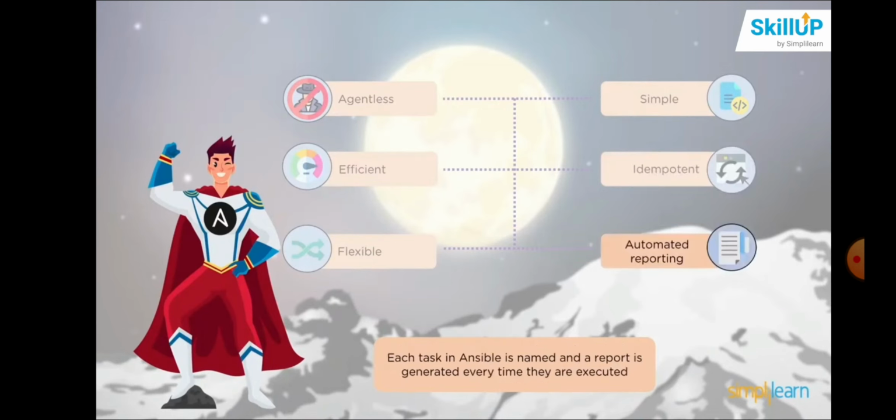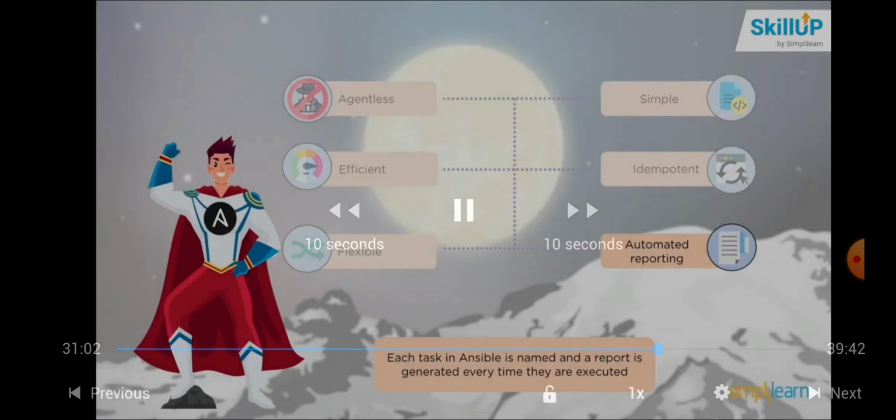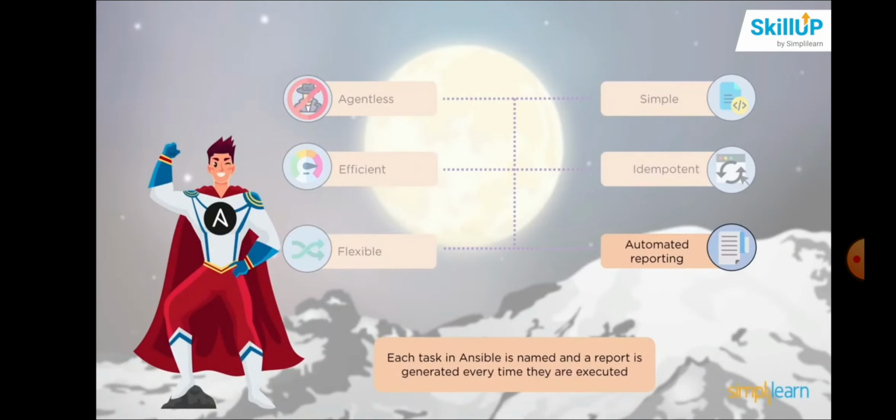And finally, we have automated reporting. In case of Ansible, your playbook has a number of tasks and all these tasks are named. So whenever you run or execute your playbook, it gives a report on which tasks ran successfully, which failed, which clients were not reachable, and so on. All this information is very crucial when you're dealing with a very large infrastructure.